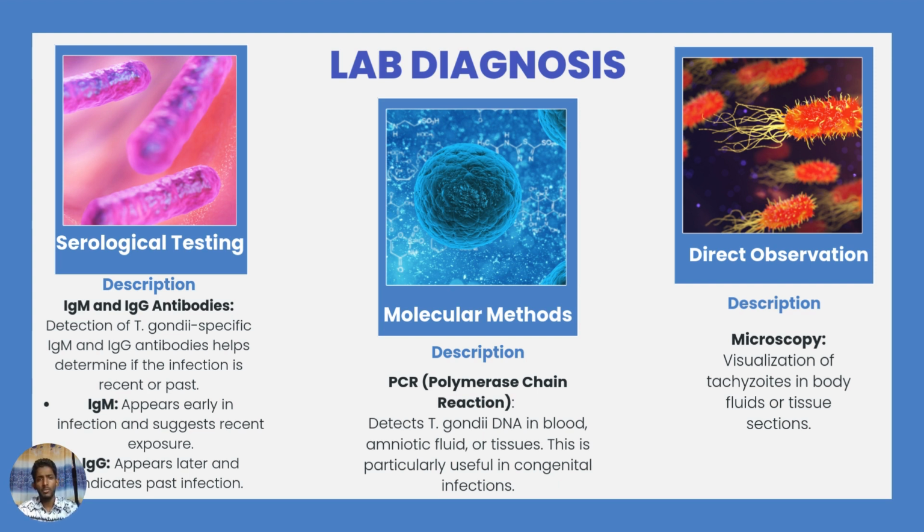Right, now, moving on to the molecular methods, we can detect the DNA of Toxoplasma gondii in the amniotic fluids or tissues of the patients via a procedure called polymerase chain reaction. This polymerase chain reaction is a procedure that amplifies the DNA of the parasite in order to detect it, right? And lastly, direct observation, where microscopy comes in, visualization of the tachyzoites in the body fluids or tissue sections of the human.